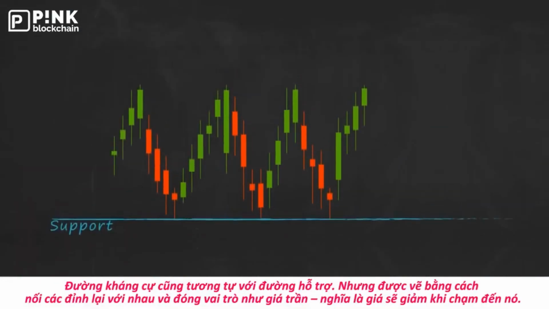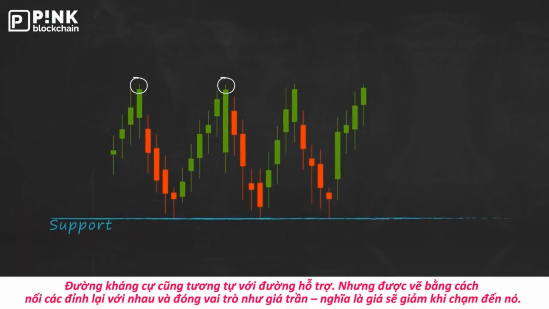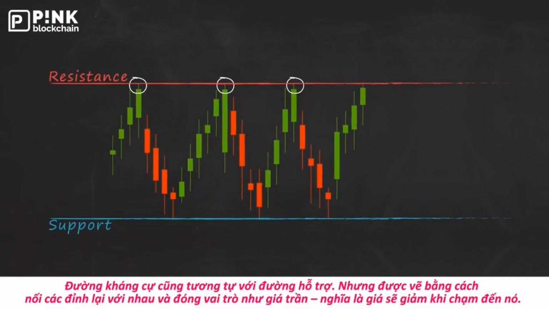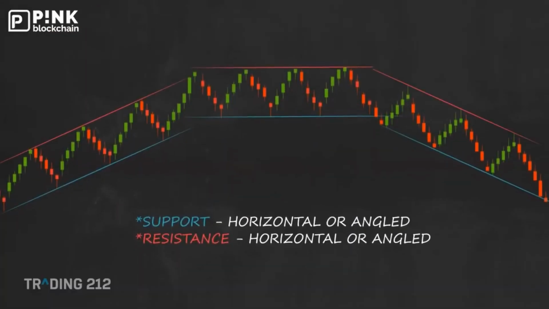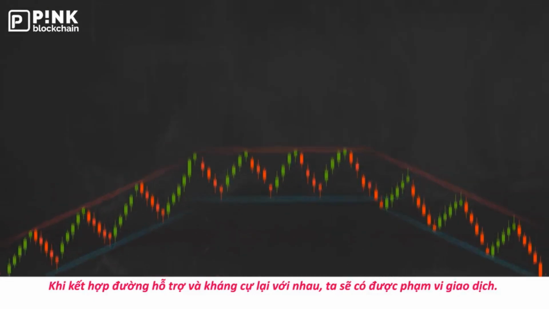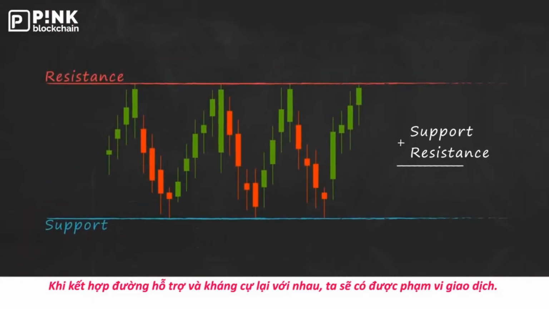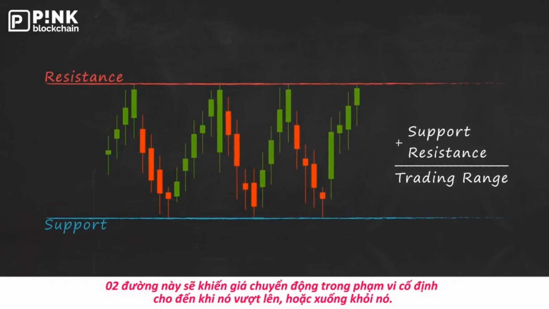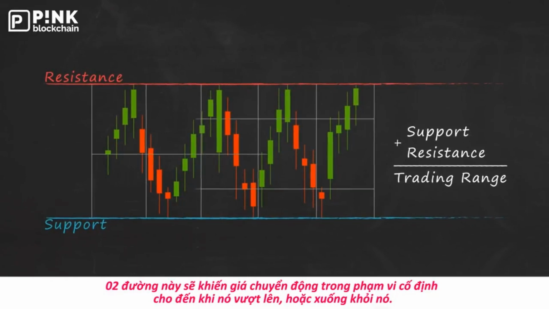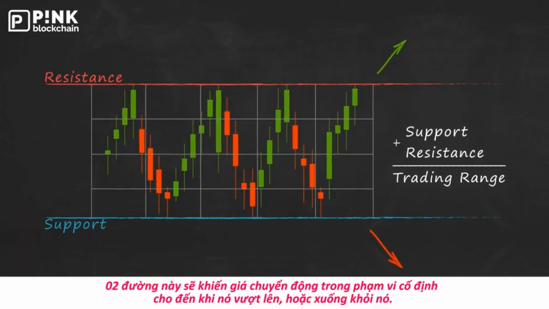Resistance lines are effectively the same as support lines, with the marked difference that they are above the current price and act as a ceiling from which the price falls. Again, they can be horizontal or angled. When we have a support and resistance line together, they create a trading range, so both lines keep the movement of the price within a certain range until the price makes a break, either above or below.